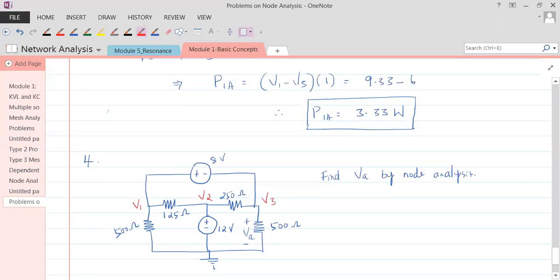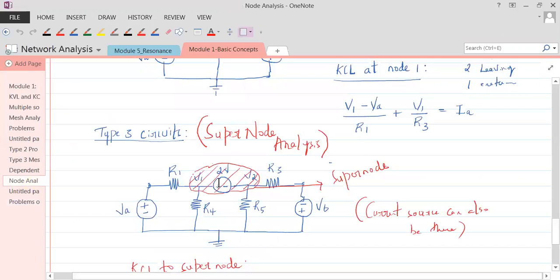Again, this V2 is known because there is a voltage source between node 2 and ground. So I know V2. Along with that, there is a voltage source between two nodes. If there is a voltage source between two nodes, what do we do? We need to form a supernode. A supernode is combining two nodes between which you find a voltage source.